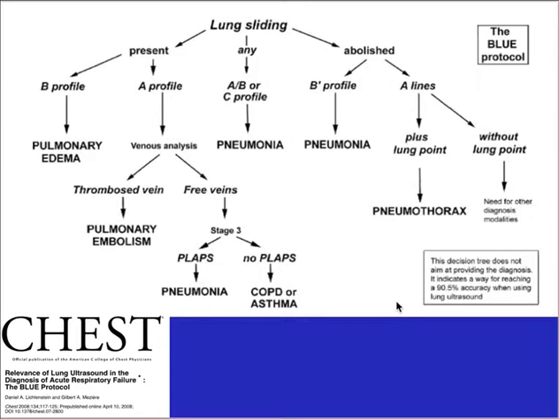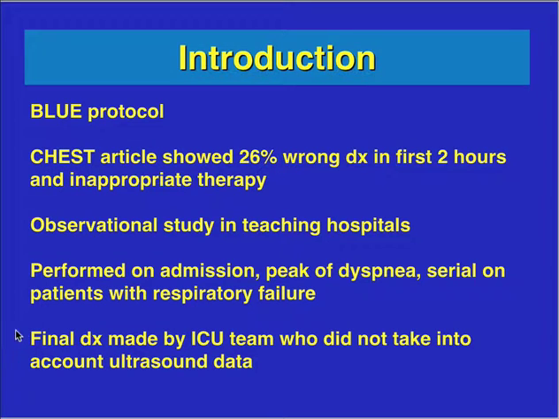Just to show you, at the bottom here, you see this decision tree does not aim at providing a diagnosis. It indicates a way of reaching a 90.5% accuracy when using lung ultrasound. Meaning, when he studied this in the article, during the initial admission, he was 90% right with the final diagnosis based on using this algorithm. So, just an introduction to the BLUE protocol.